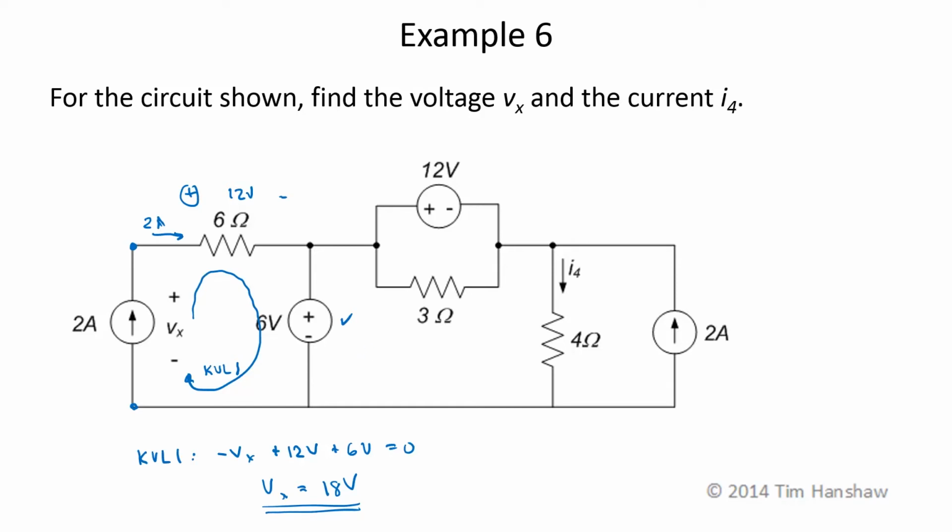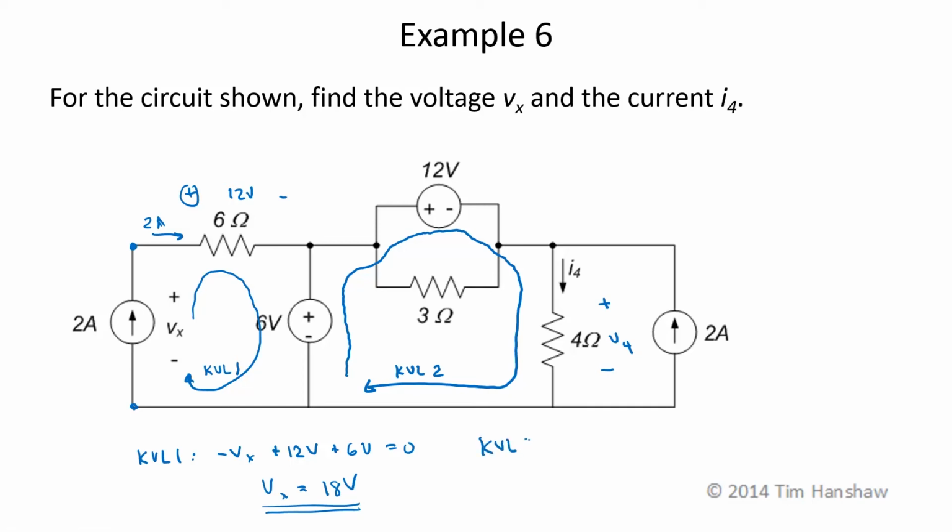Let's try something clever. If I do KVL that goes through the 6 volt source, up here through the 12 volt source, and then down through this resistor, my only unknown there is the voltage across this 4 ohm resistor, V4. Now notice the polarity I've assigned is such that I4 is entering V4, so once I've found V4, I can use Ohm's law directly to find I4.